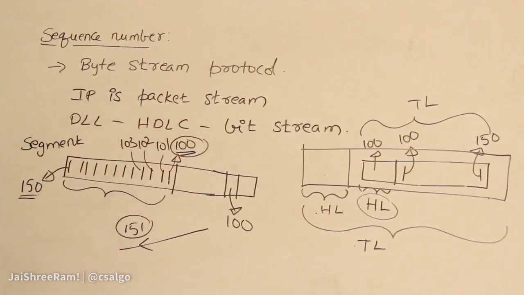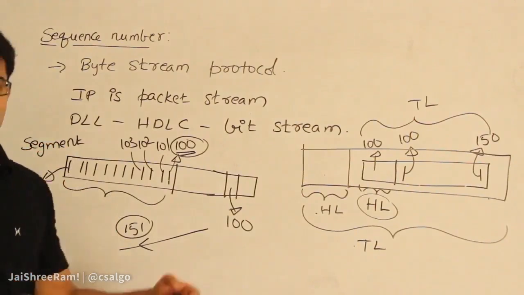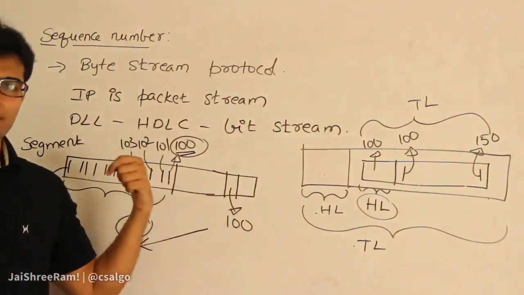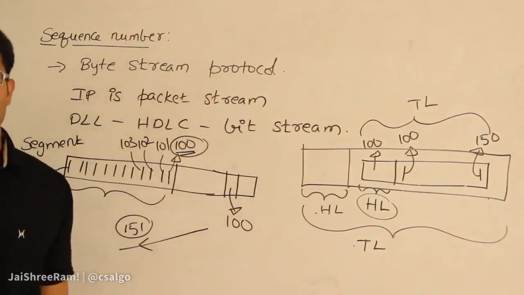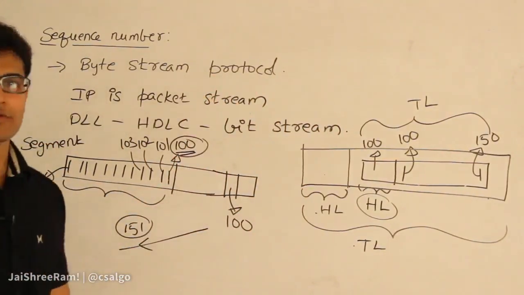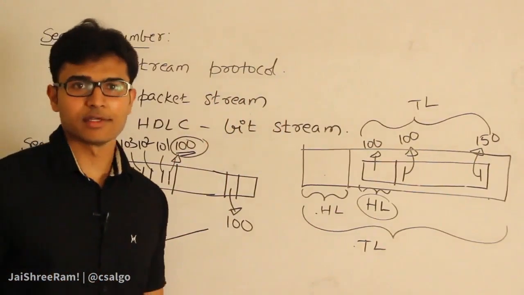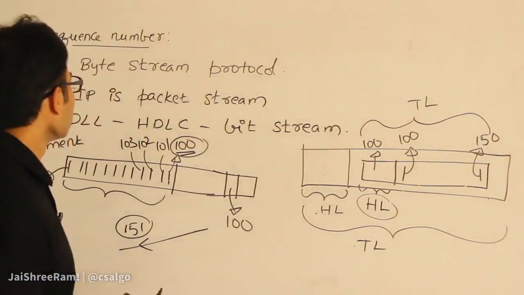the sequence number indicates the first byte sequence number in the packet, and the acknowledgement number indicates the next byte expected by the receiver. Once you send bytes 100 to 150, the other side should send an acknowledgement of 151, which means they have received till 150. So those two fields are used like that. Okay, now let's see more about the sequence number field.